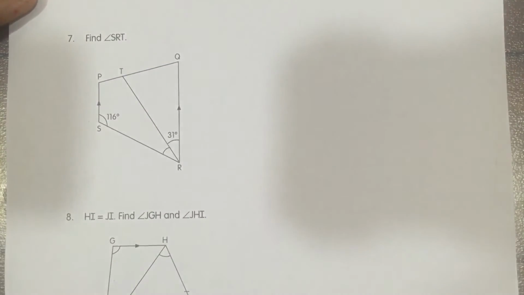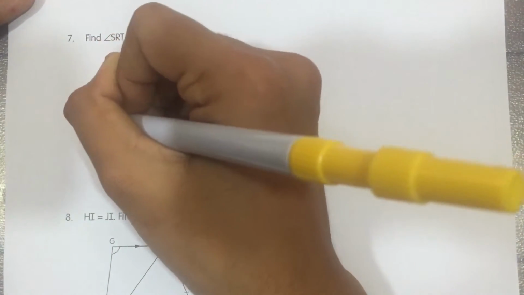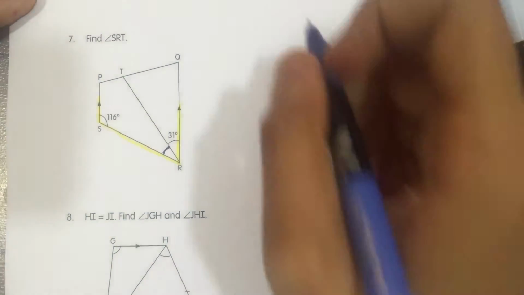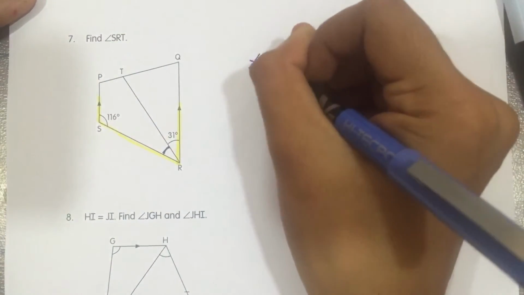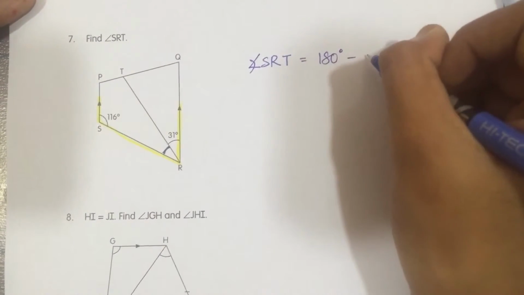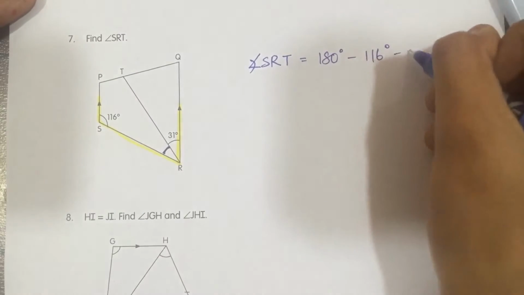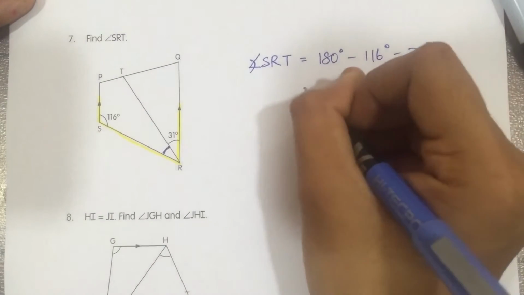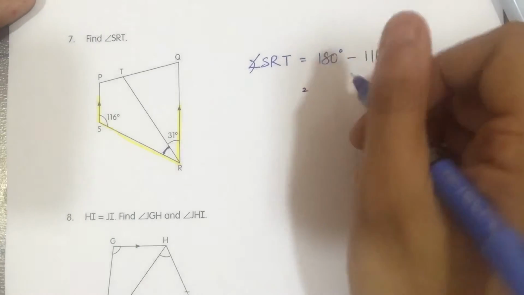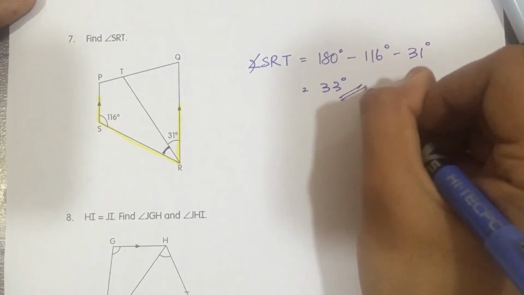Question 7. Find angle SRT. So SRT is here. So angles in between two parallel sides add up to 180 degrees. So angle SRT is 180 minus 116 minus 31 degrees. That will give me 33 degrees.